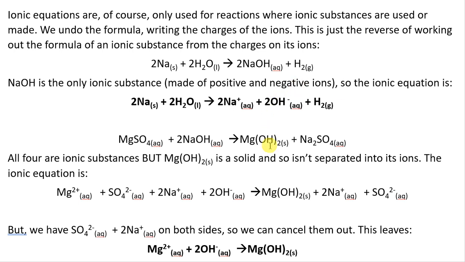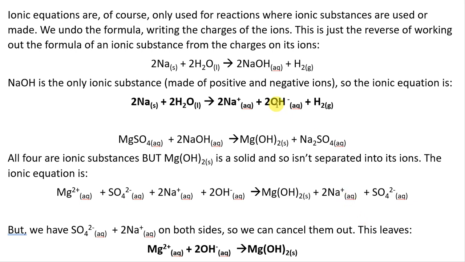I'm done. Next, MgSO4, aqueous. MgSO4 tells me it's ionic. Why? Ionic substances contain metals. Mg is a metal. I'm breaking it up into its ions. Mg2 plus. If I didn't know it was 2 plus, I can look in the periodic table and see that Mg is in group 2. SO4 stays as an ion. Now, if I've got Mg2 plus, to balance, SO4 must have been SO4 2 minus.